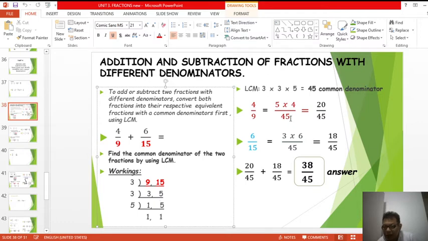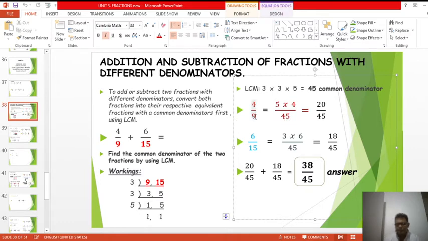Look at this. 45, please look at here. 45, this 45, this one. 45 divided by 9 is 5. So you write down your 5 there, on top of this line, times 4. You might be thinking, teacher, where does this 4 come from? This 4 is the numerator here. So again, 45 divided by 9, which is the old denominator, and you get the quotient 5 times 4.